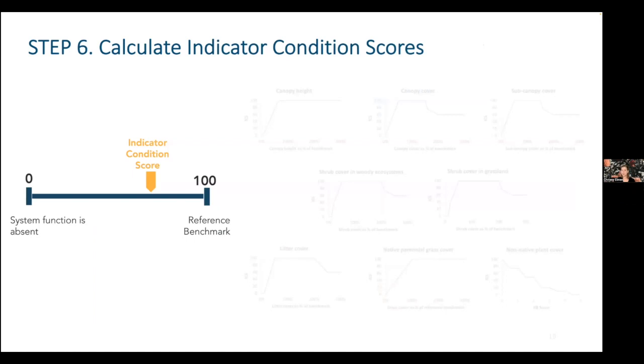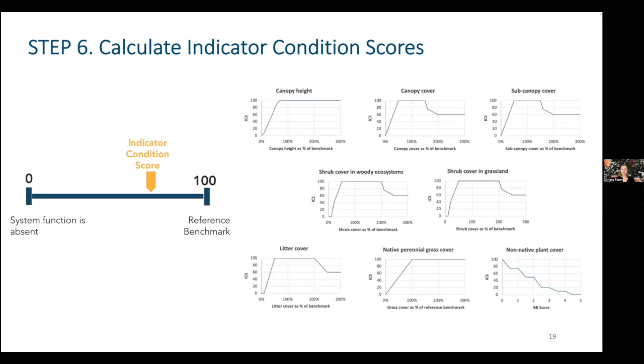So once you've collected all your data, you are now able to start scoring your account. So the first step is calculating what we call an indicator condition score. And so this is where the reference benchmark values start coming into play, in that we start comparing what those measured values were to the expected values filled out in that reference benchmark column. And so the way this is done is by standardizing the score on a scale of 0 to 100, where 100 will represent that reference benchmark value.